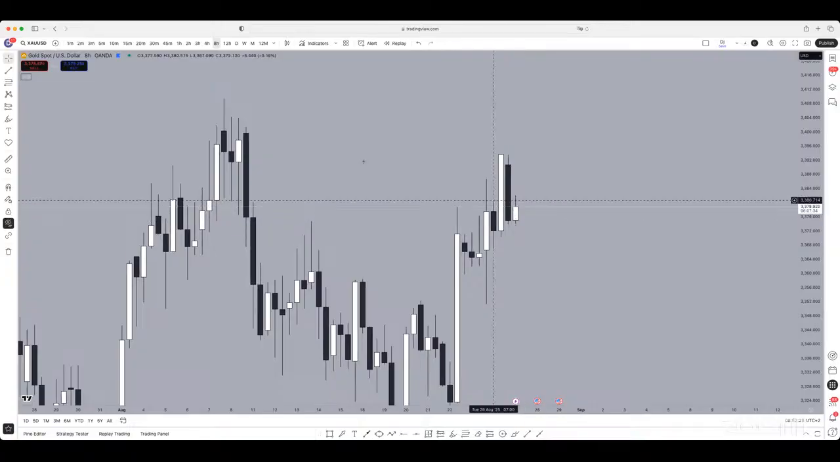So it's not the prettiest, to be honest with you. We've got 6 hours left of this candle. It could flip and drop, or it could just push straight back up.